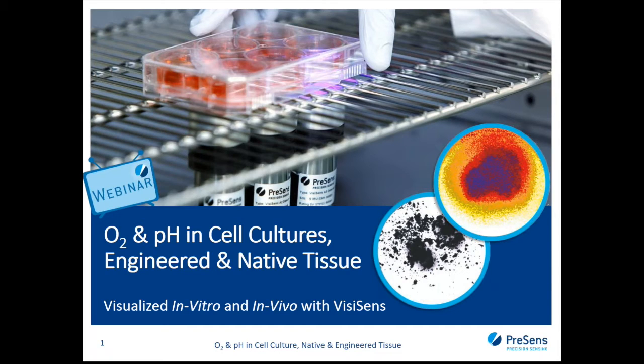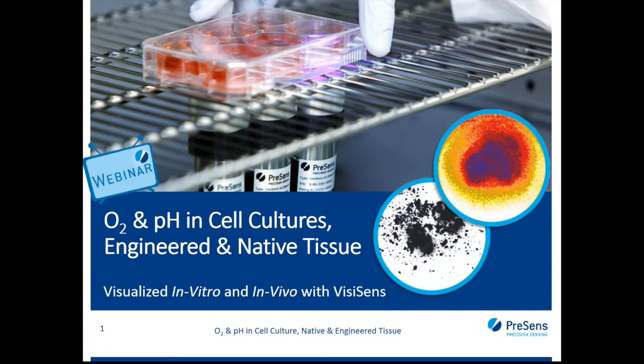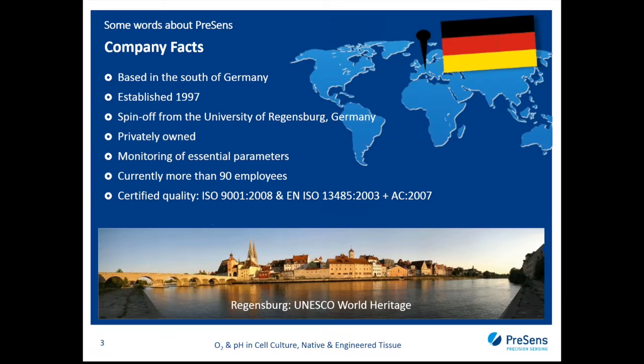First, I would like to say a few words about the company VisiSens. Our company is based in the south of Germany. We were established in 1997 as a spin-off from the local University of Regensburg. The company is privately owned, and we currently have more than 90 employees. The company is certified according to ISO 9001 as well as ISO 13485, which is the standard for medical products.